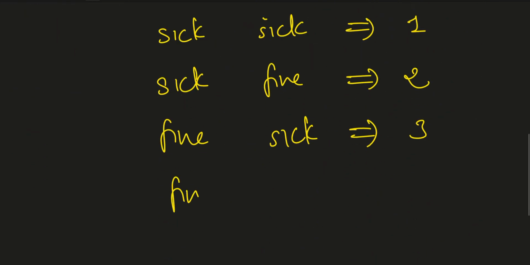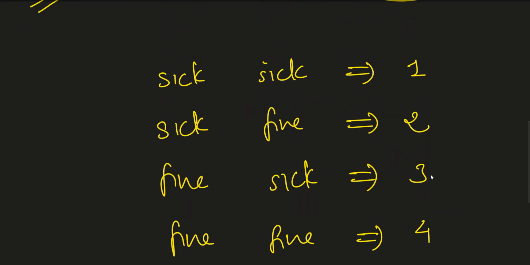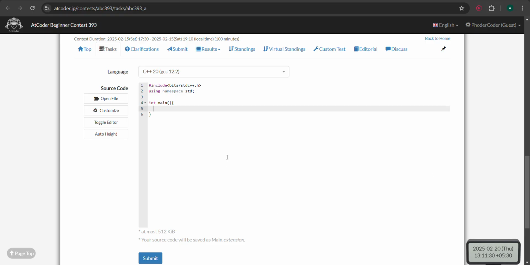And if both of them are fine, then surely number 4 would be the bad oyster, because nobody is eating number 4. So number 4 must be the bad oyster. So we just have to print the number of the oyster using these if-else statements. So let's do the C++ code for it.